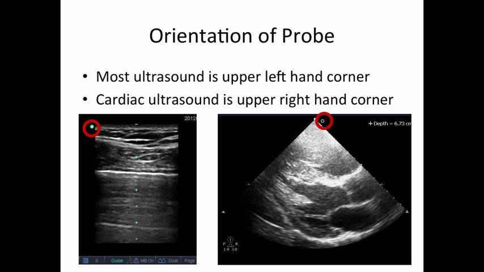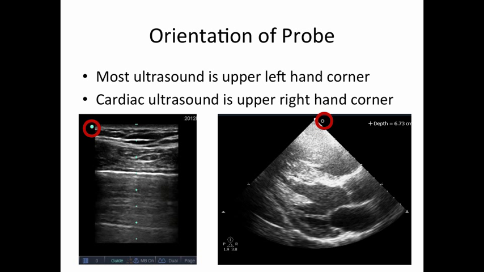The other standard orientation is to have the probe marker up towards the patient's head, so that things on the left side of the screen are towards the patient's head and things on the right are towards their feet. Cardiac ultrasound, because the cardiologists like to be different, the standard is to have the dot in the upper right-hand corner, so you may have to mess with this a little bit as you're imaging, depending on whether you're looking at the heart or the abdomen.